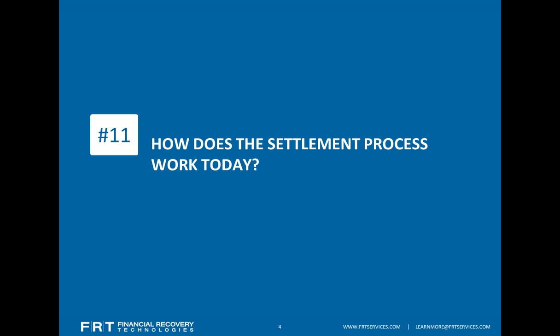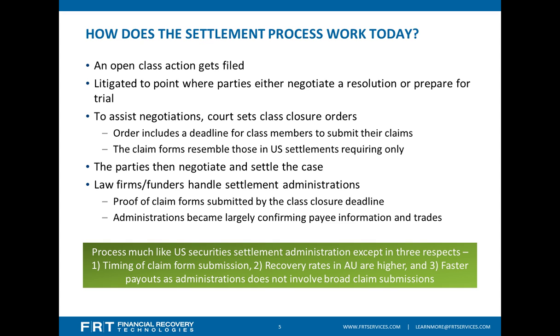And how does the settlement process work today, Mike? An open class action gets filed. It's litigated to the point where the parties either negotiate a resolution or prepare for trial. To assist negotiations, courts set class closure orders. That order includes a deadline for class members to submit claims or be barred from participating in any future settlement or other resolution. The claim forms have come to resemble those in U.S. settlements, requiring only contact information, payment instructions, and trade details. The other terms are already in place by the common fund order.